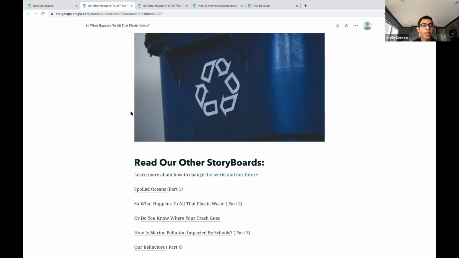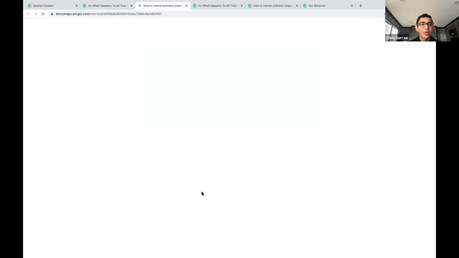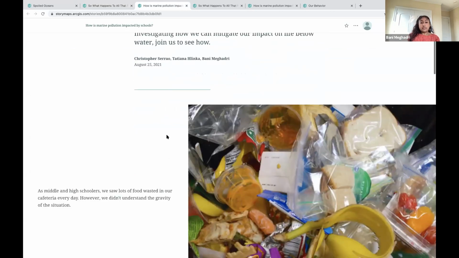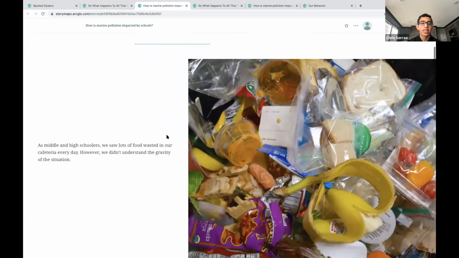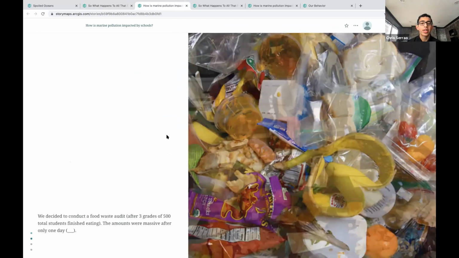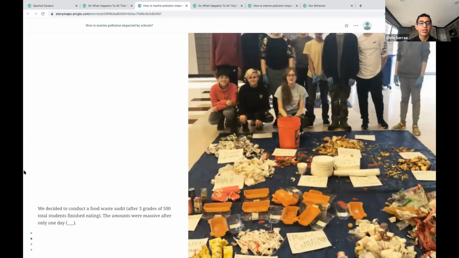Yeah. Bonnie also did another plastic one, and it reiterates the same idea. And then our next one, I'll try to go a little bit faster through this. Basically, we saw a lot of food getting wasted in our cafeteria every day. But we didn't really understand how big of a problem it was until we actually went through the trash ourselves. So we did a food waste audit.